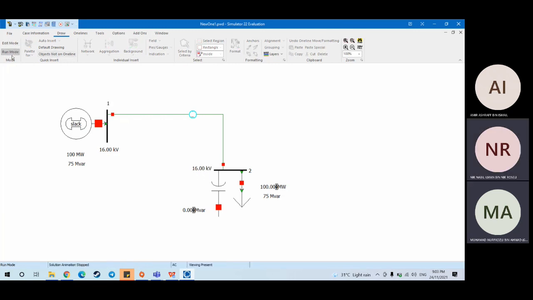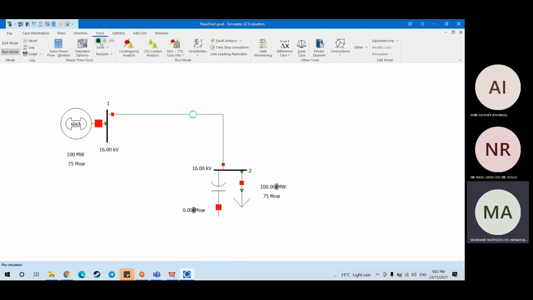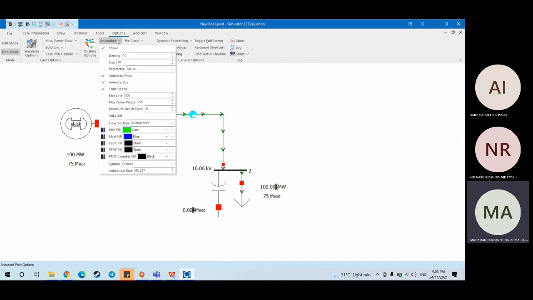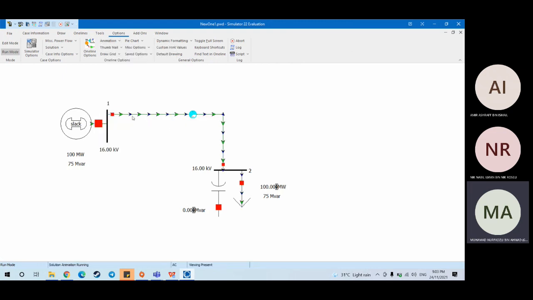Okay, now for run mode, tools. Here we can see the green arrow is real power. If we want to see the reactive power, click here. Yeah, so the blue arrow is reactive power.